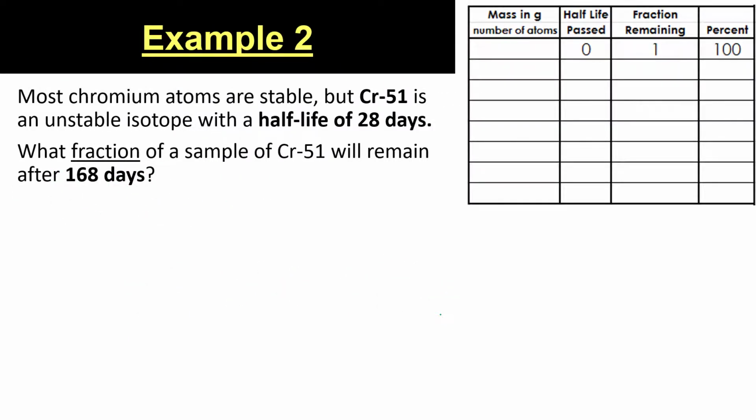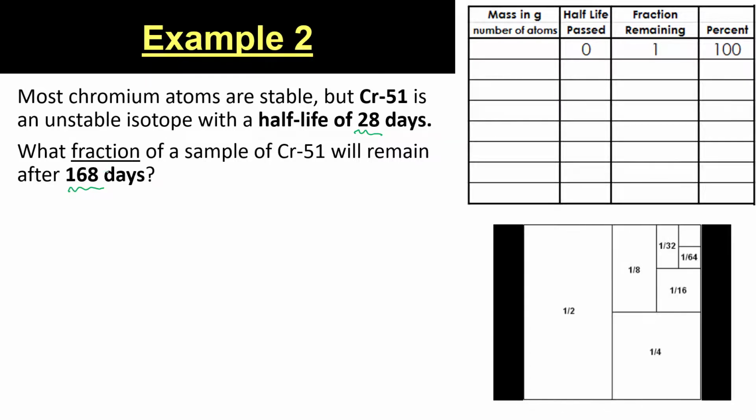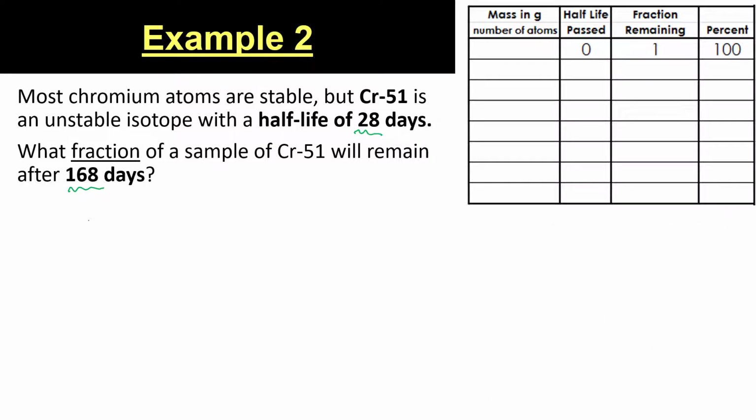All right, here is the next question. This is example 2. It says most chromium atoms are stable, but chromium-51 is unstable with a half-life of 28 days. What fraction of a sample remains after 168 days? Got to approach this the same way. We got to know how many half-lives have passed if we're going to know what the fraction of the sample is. And when they ask for fraction, they are talking 1 over 1, 1 over 2, 1/2, 1/4, 1/8, 1/16, etc. We're going to approach this in the alternative fashion and show you guys how to do this without the chart, since I really focused on the chart in the last question.